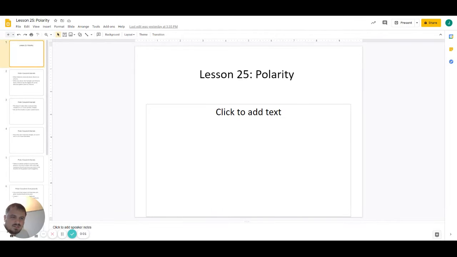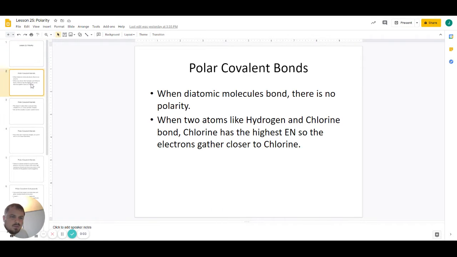Right, hello everyone. We're looking at lesson 25 on polarity. So with this one, it's really just going to build on the last one with shapes. Understanding the different shapes and getting them right is going to be very important here.